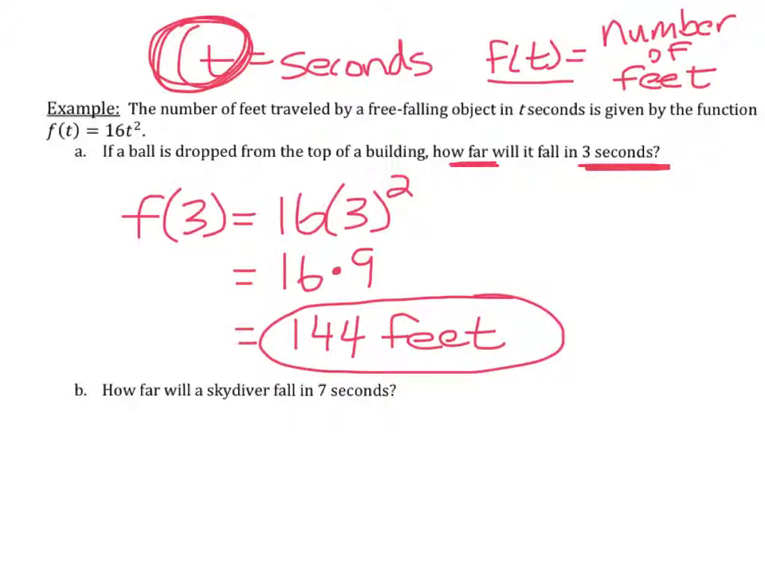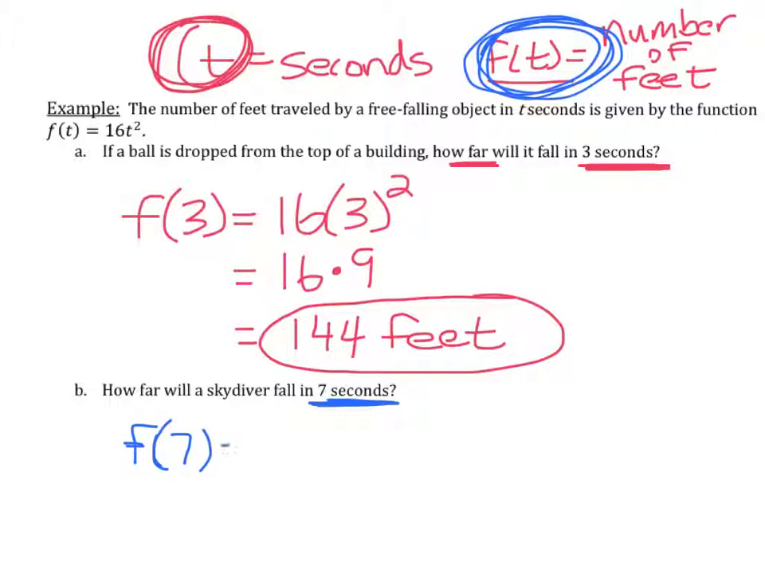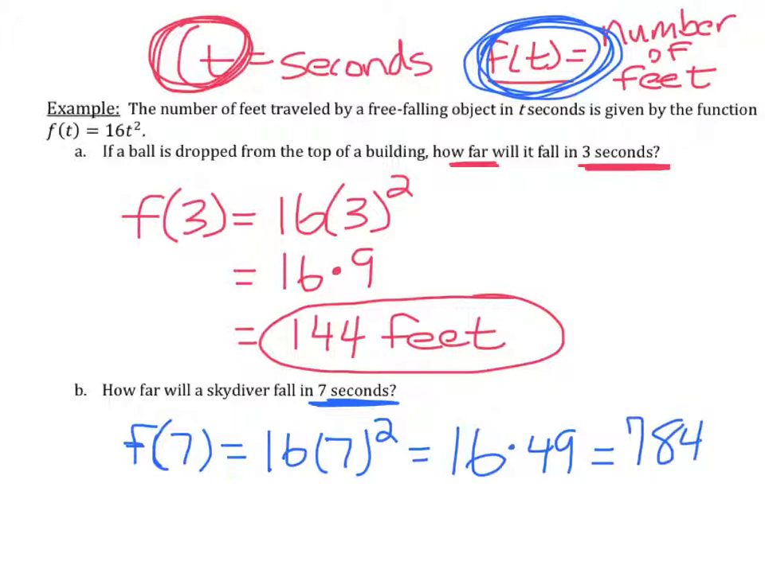Part B says, how far will a skydiver fall in 7 seconds? So again, they're giving us 7 seconds, they're giving us a t, and they're asking us to find f of t here, right? So f of 7, now that I know that my t is 7, let's plug in 7 for t. Of course, 7 squared is 49, and so I get 16 times 49. And of course, 16 times 49 is 784, and my units here will be feet.